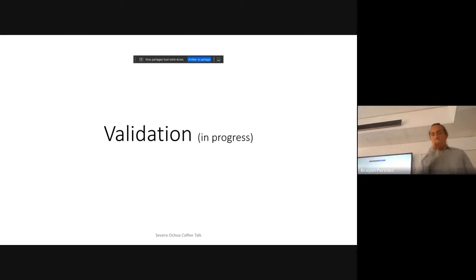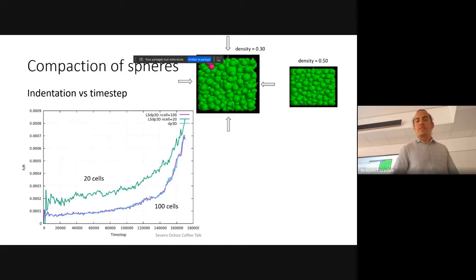Okay, when we just finished the main implementation, we started to perform some validation. Of course, the idea of the model is for non-spherical particles, but we started using spheres, in the level set context, so calculating the distance. And we start with a packing, in this case 400 particles, and we compact it to reach a density around 50. At the beginning it was 30. What we compare is the time step, and here is the mean indentation in the whole packing.